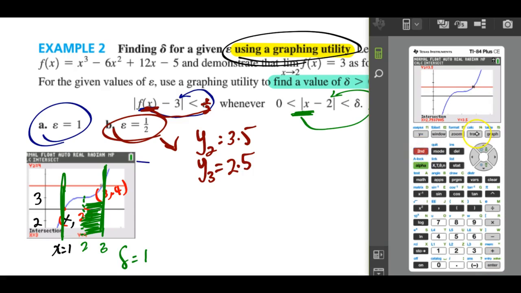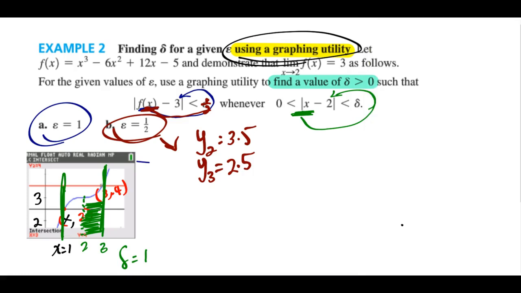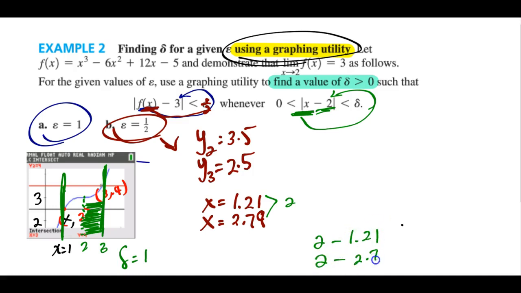And second, calculate the intersect of the blue, down arrow, hit enter for black, and then find the intersect, and 1.21. So what did I say? X is 1.21, or X is 2.79, and I'm finding the distance away from 2. So I could do 2 minus the 1.21 to find the distance, or I could do a 2 minus the 2.79. Remember, distance is absolute value.